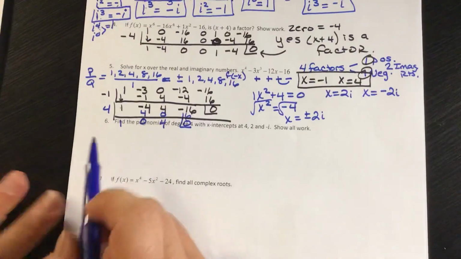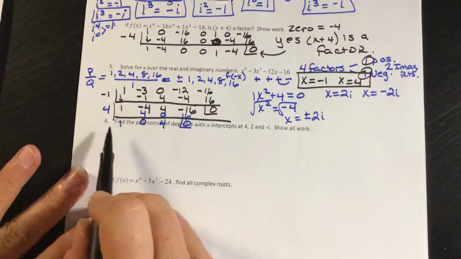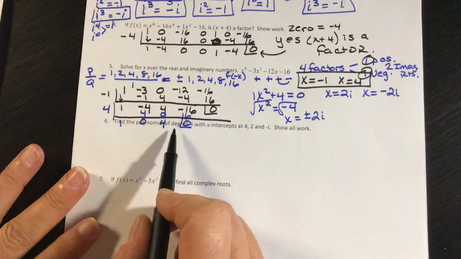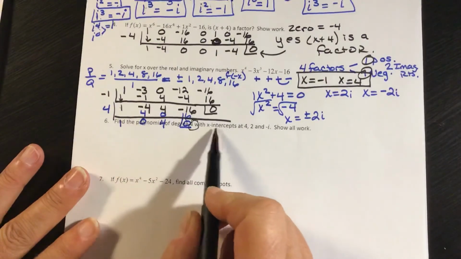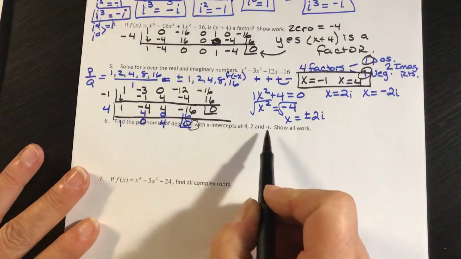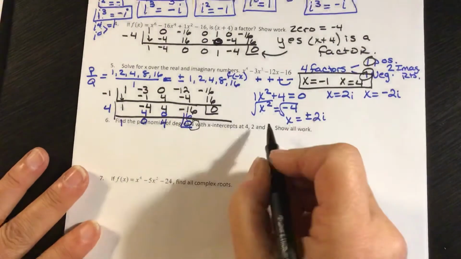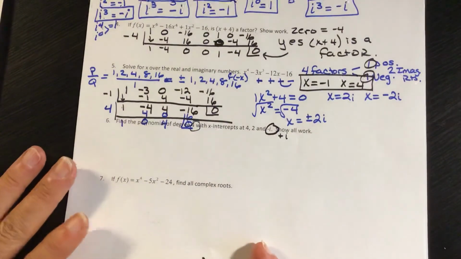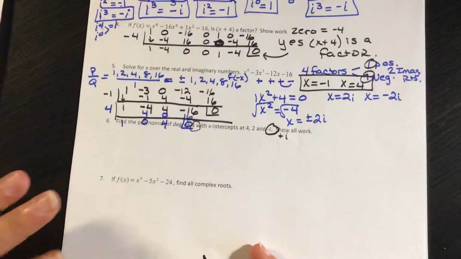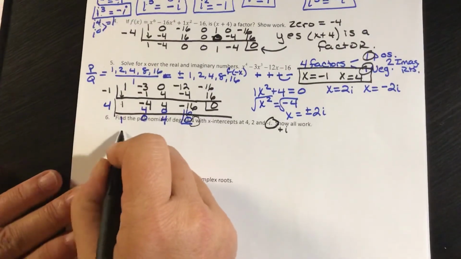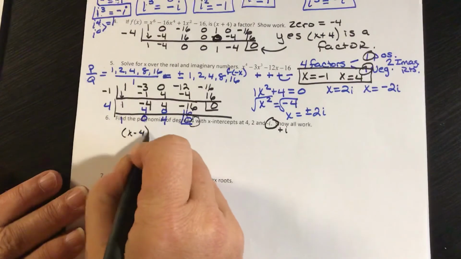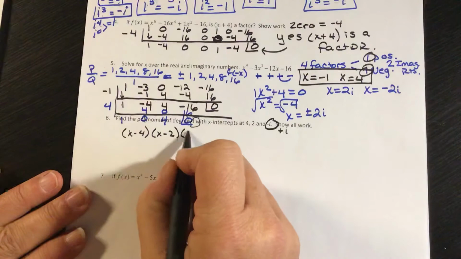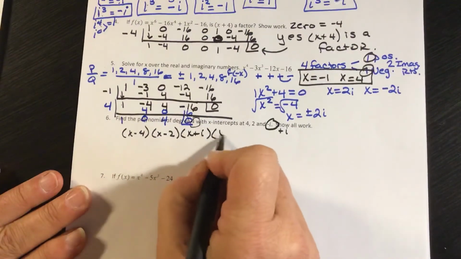All right, number 6. I know I kind of wrote over the directions. Find the polynomial of degree 4 when x-intercepts are 2, 4, and -i. Well, remember, if I have a -i, I also have to have a positive i because they work in conjugate pairs. So my factors would be x minus 4, x minus 2, and then I have an x plus i, and then an x minus i.